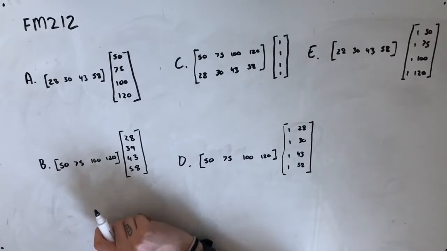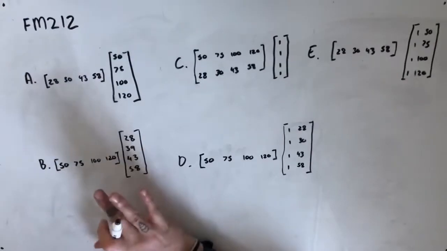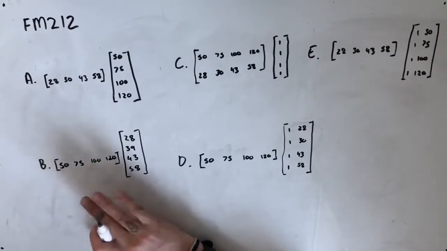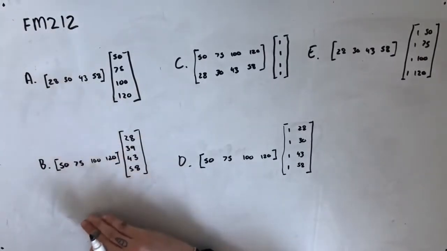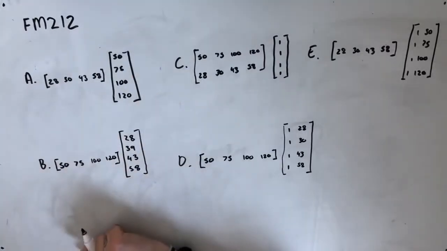This question reads, the table below shows the number of tickets sold and their cost for a comedy show. And then we're given a table that you will see in your books. It then goes on to say the matrix product that displays the total number of tickets sold and the total value of these tickets is, and then we're given these 5 different options.